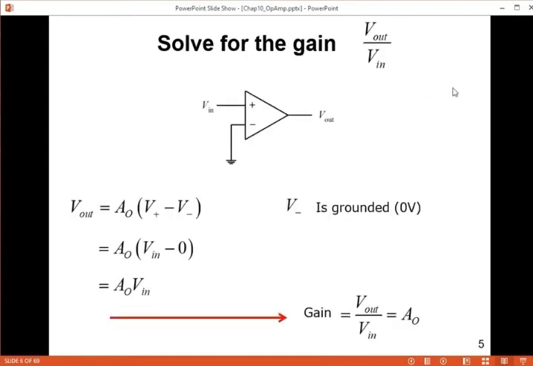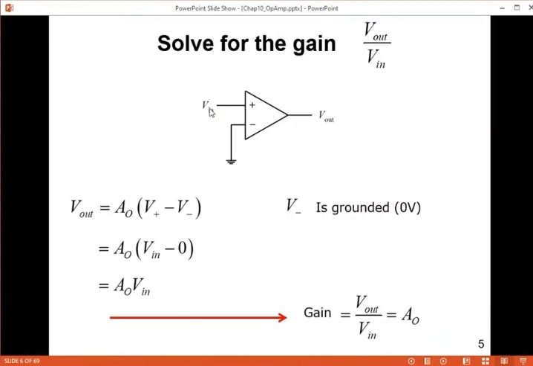So let's calculate the gain for the amplifier. The basic gain equation is always Vout over Vin. This is the standard equation for gain. If we have this op-amp without any feedback loop to the input side, we will have an open loop gain AO multiplied by the input. The input of the op-amp is always the difference between two inputs, from the negative terminal to the positive terminal, or from the non-inverting to the inverting terminal.